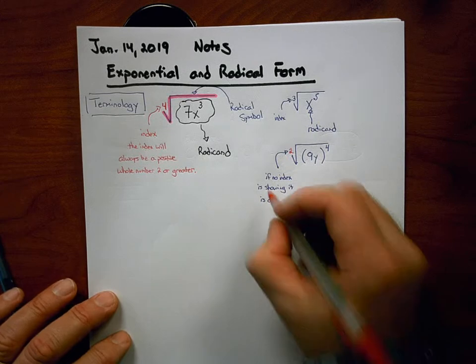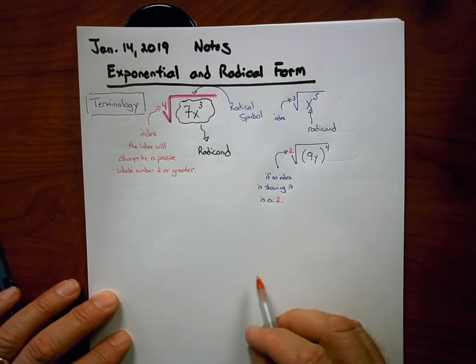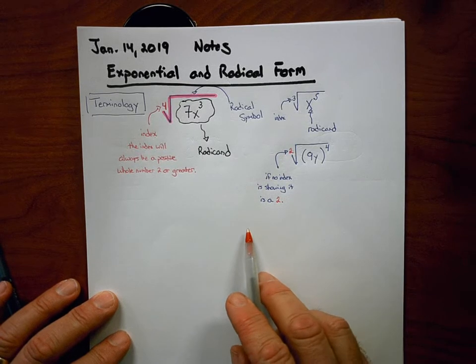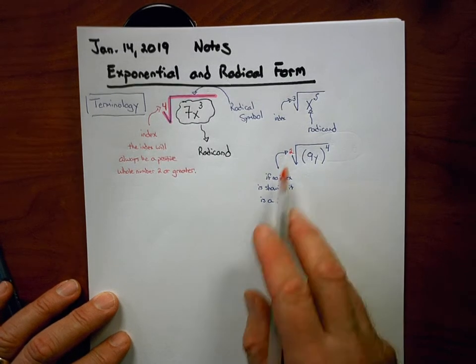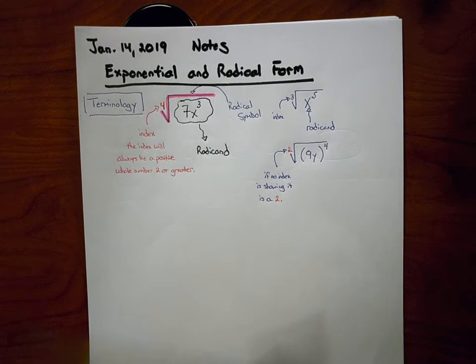Why is it a 2? Because the book of math, chapter 5, verse 4 said so. It's just the way it is. So you do need to remember that.